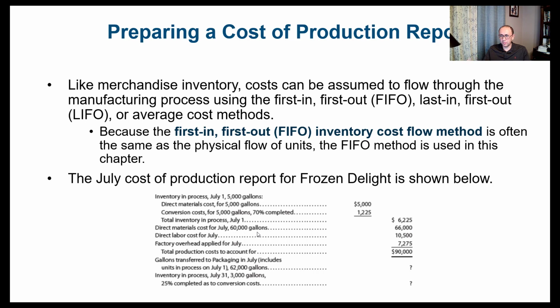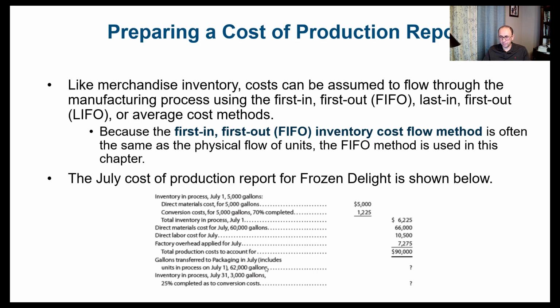Let's assume that we use 60,000 gallons, which were $66,000. And then there was the direct labor cost for July, 10,500, and factory overhead applied for July, 72.75. So the total production cost to account for is $90,000. Please keep these numbers in mind because we're going to use them in the future.